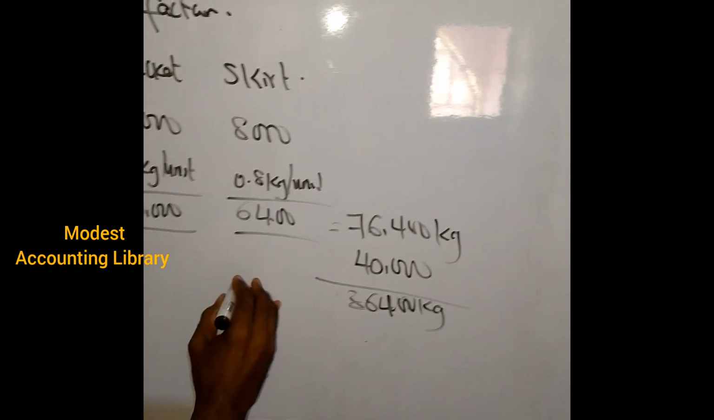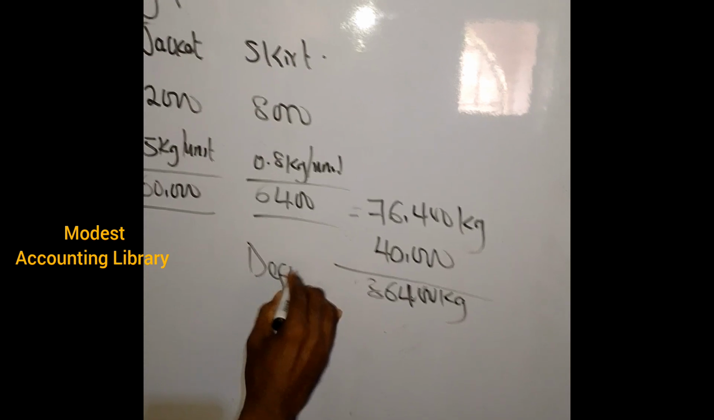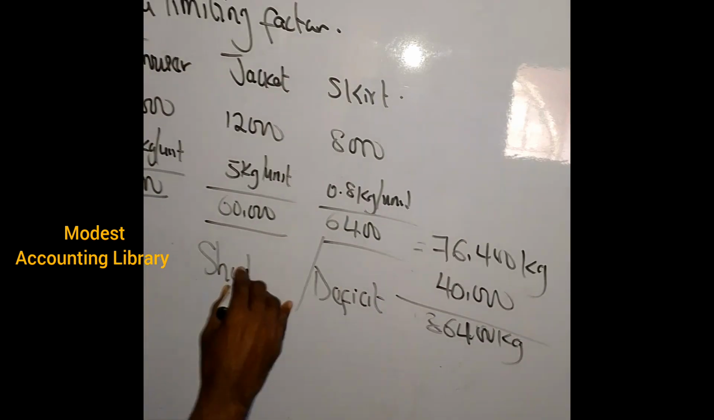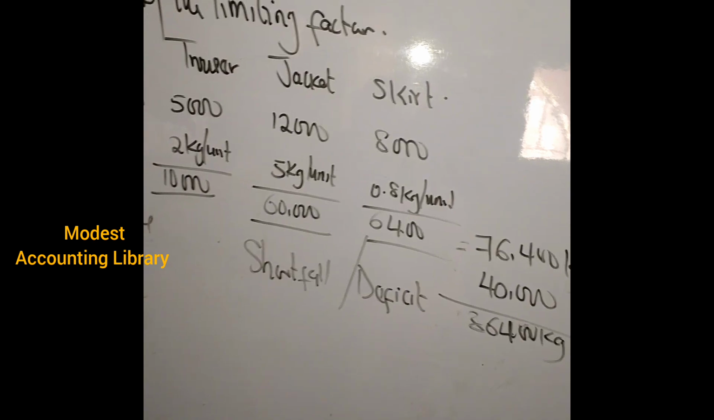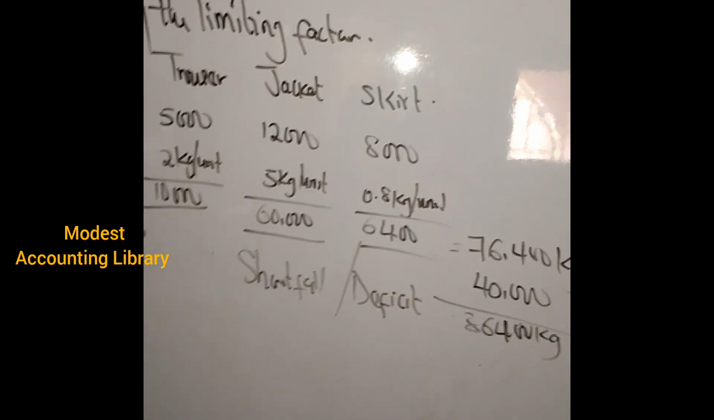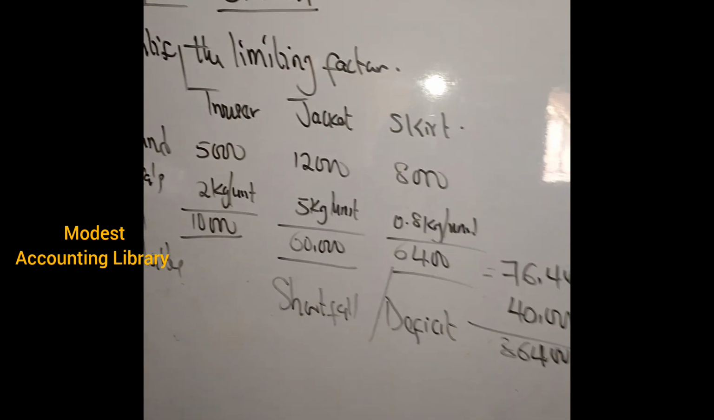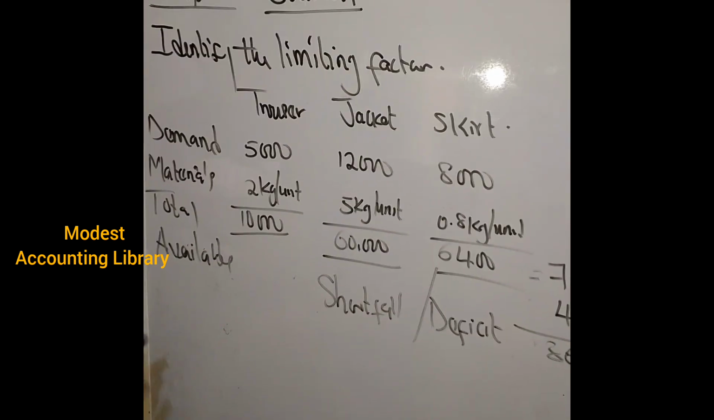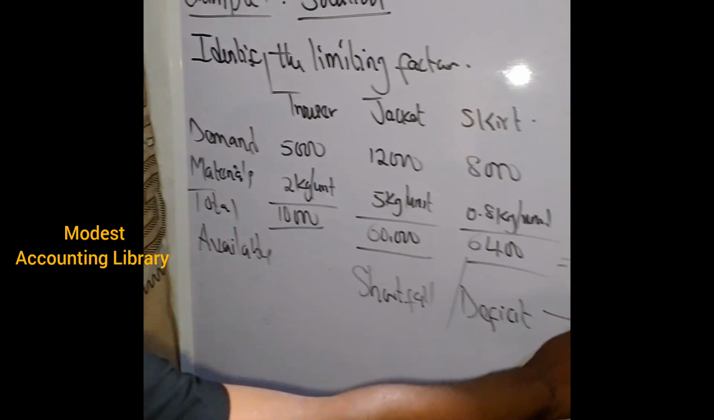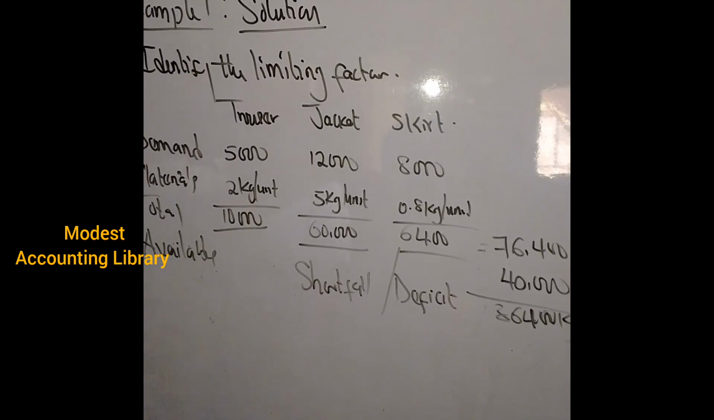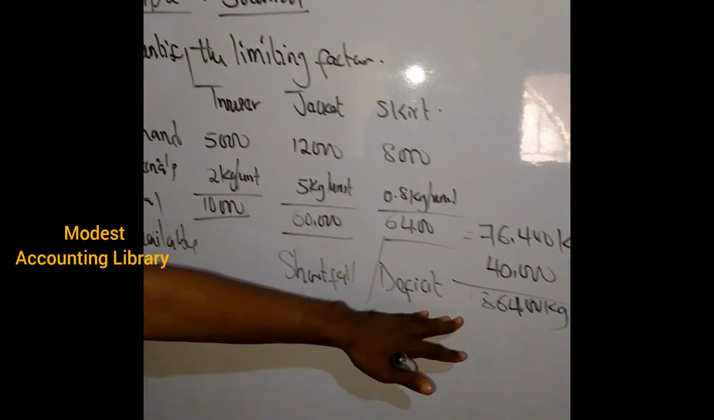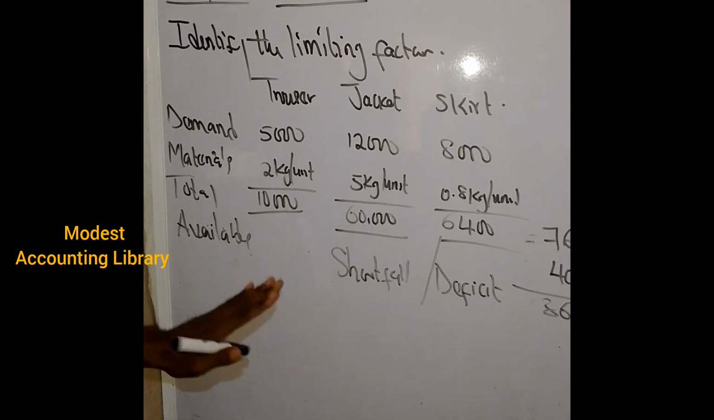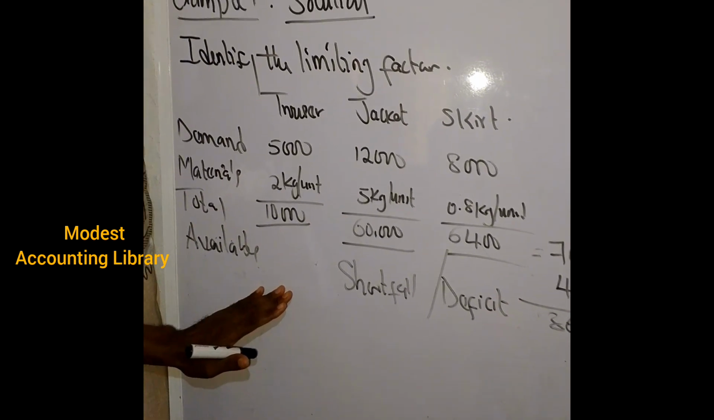kg. It means there is a deficit or a shortfall of 36,400 kg. That is for material. So obviously, if this is the demand and this is what is available, there is a shortfall of 36,400 kg of material, meaning material is already a limiting factor.